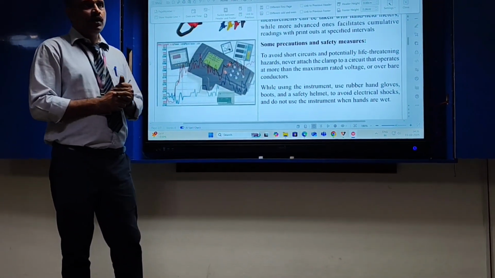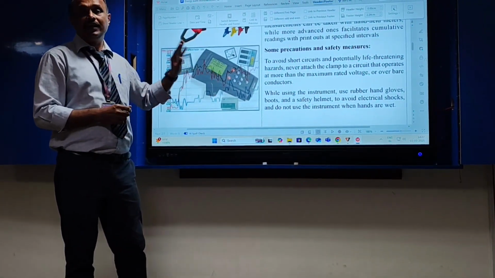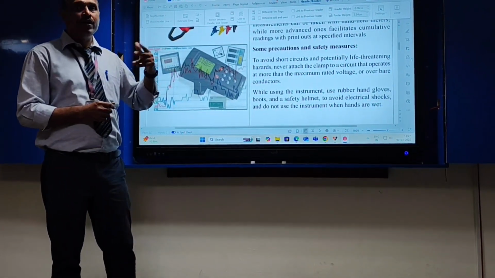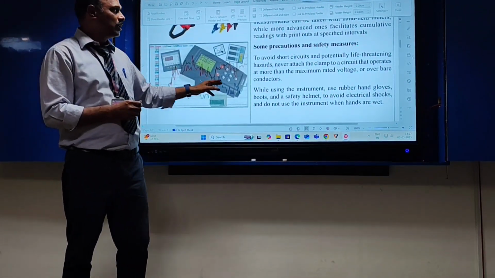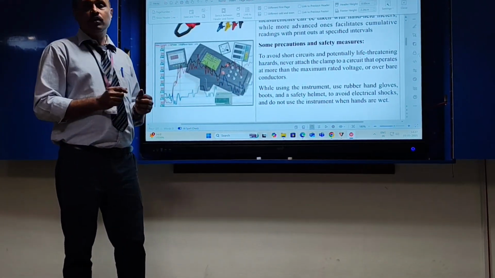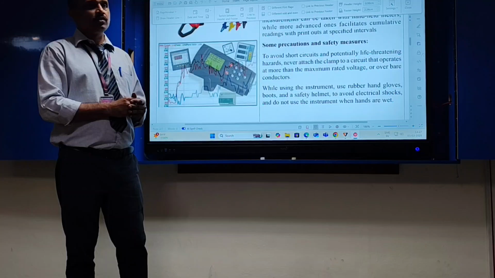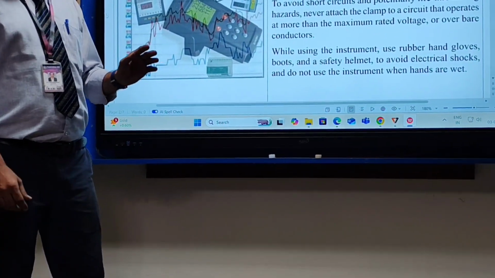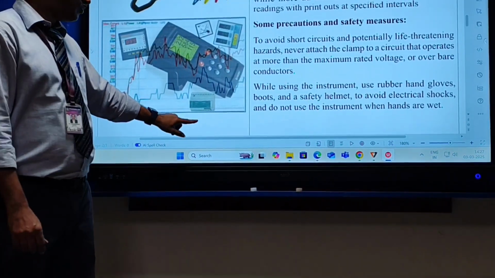Since you are taking readings under live conditions, there is a possibility of short circuits and overcurrent. To overcome that, you have to use these precautions. Essentially, you should not take readings over bare conductors. You have to avoid that. You have to use rubber gloves.